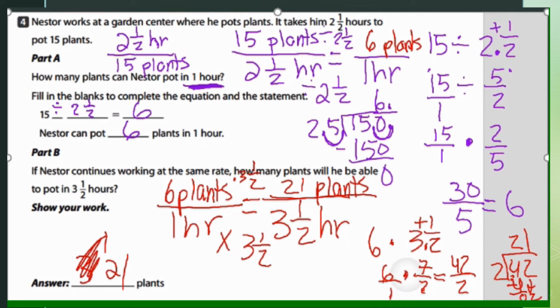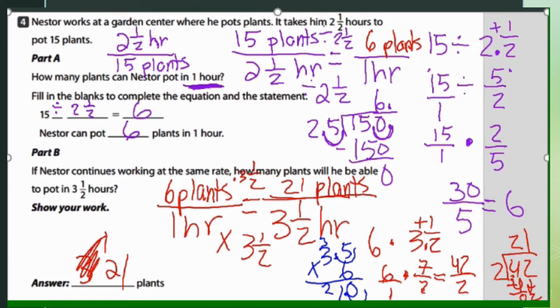Now, if you don't like dealing with fractions, be my guest and change and multiply 3 5/10 times 6. 3 1/2 is equivalent to 3 5/10. 6 times 5 is 30. 6 times 3 is 18. Plus 3 is 21. Put your decimal point in 1, and you get the same answer. Whatever floats your boat. All right, moving on to the last and final question.